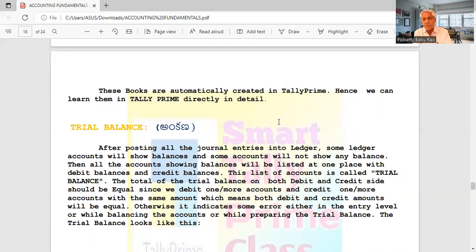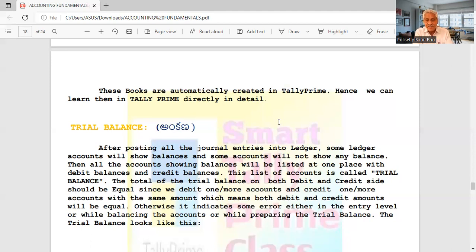Suppose you paid the total amount. So amount is paid means his account is debited. So credit we purchased, debit we paid. So balance will be zero. So there will be no balance. Like that, some accounts will show balances, some accounts will not show balances, and in this case also, some will show debit balances, some will show credit balances.